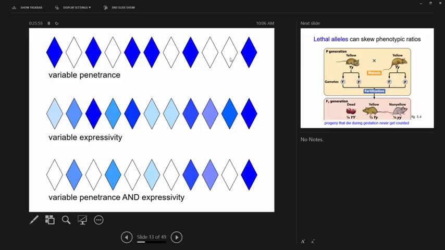If you have variable expressivity only, you will notice that there are some diamonds that are as dark as the darkest ones, but there are some that are fairly light as well. However, because there's only expressivity, every diamond is blue. It's just you're blue to a different degree. If you have variable penetrance and expressivity, some of the diamonds are blue and some are not, like completely white. And of the ones that are blue, you get a variation in the level. Make sense?